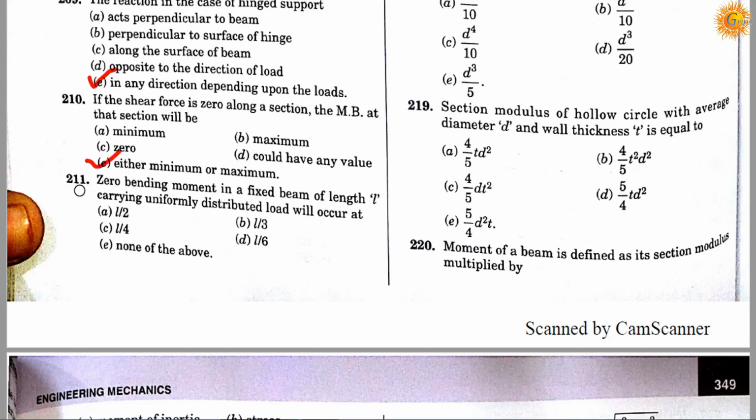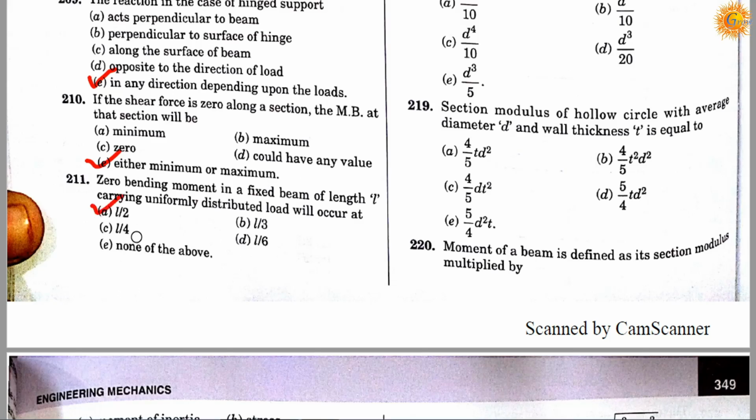Question number 211. Zero bending moment in a fixed beam of length L carrying uniformly distributed load will occur at: option A, L upon 2, option B, L by 3, option C, L upon 4, option D, L upon 6, and option E is none of the above.